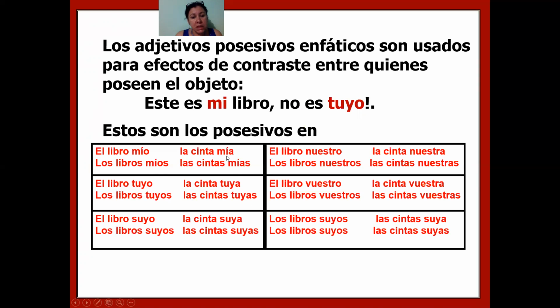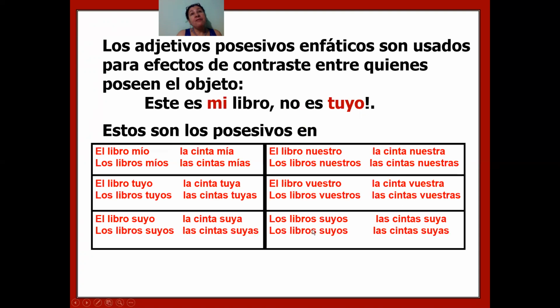So for mi it is mío, mía, míos, mías. And for tu it is tuyo, tuya, tuyos, tuyas. And for su it is suyo, suya, el libro suyo, la cinta suya, los libros suyos, las cintas suyas. For ours, nuestro is the same one. El libro nuestro, los libros nuestros, la cinta nuestra, las cintas nuestras. And for vuestro it is the same one. El libro vuestro, la cinta vuestra, los libros vuestros, las cintas vuestras. Los libros suyos go back to the same one that we use for su singular. So, mi, mío, tu, tuyo, su, suyo, and the plural versions.